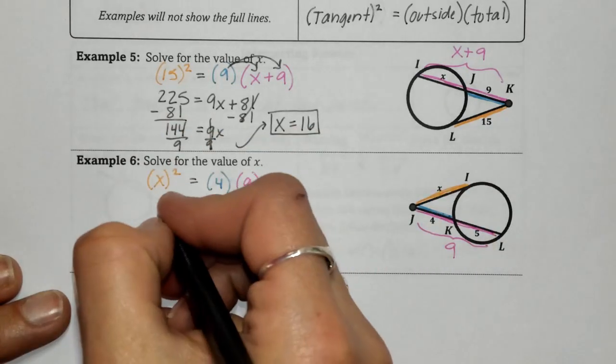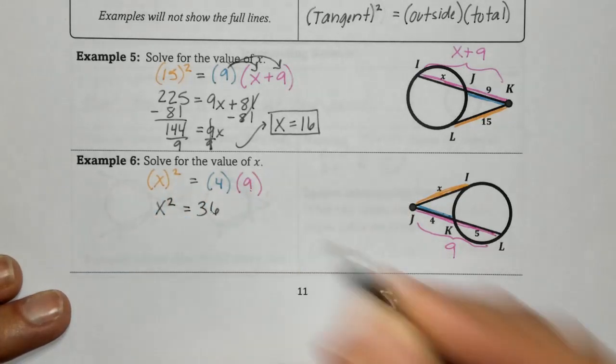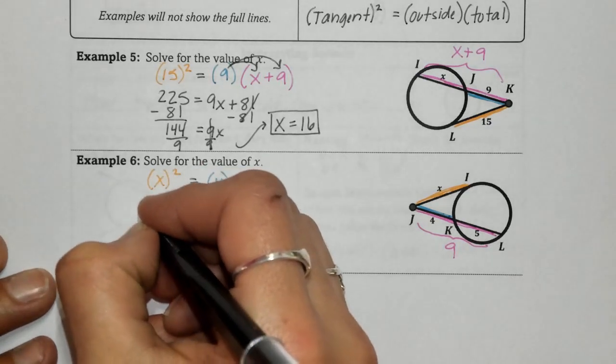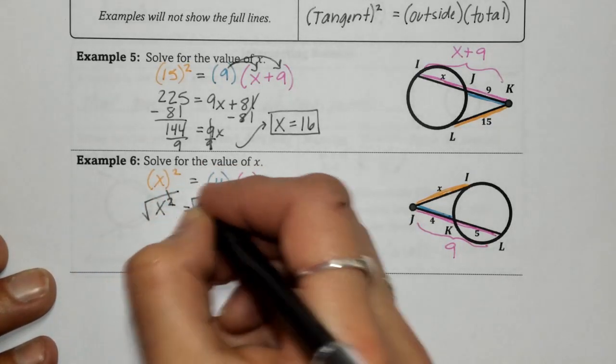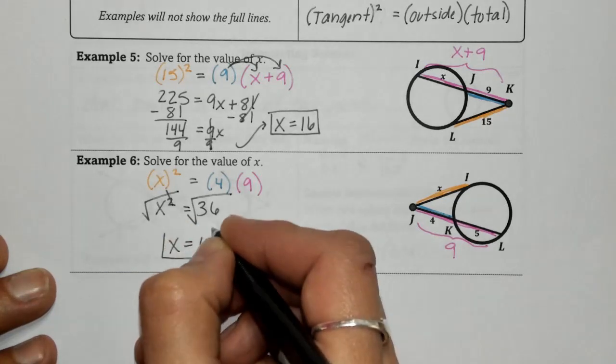All right, so our x squared just stays as x squared. 9 times 4 is going to give us 36. So again, we had this x squared. We just saw this in a previous problem. We need to get rid of that. The inverse of squaring is square rooting, that radical sign. Square root of 36, x is going to equal 6.